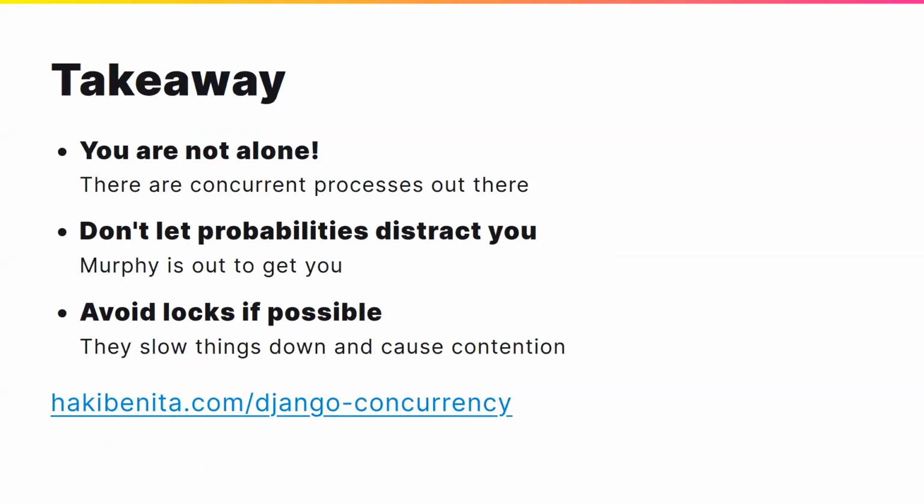So takeaways. First of all, concurrency is mostly an issue with awareness. So once you realize that concurrency may cause issues, you can start looking at your code and ask yourself, what would happen if more than one process executes this code at the same time? Second, don't let probabilities distract you. You know how to handle concurrency now, so just do it.